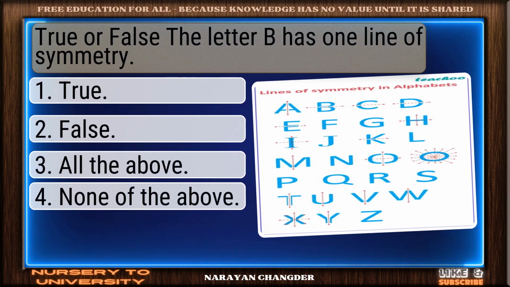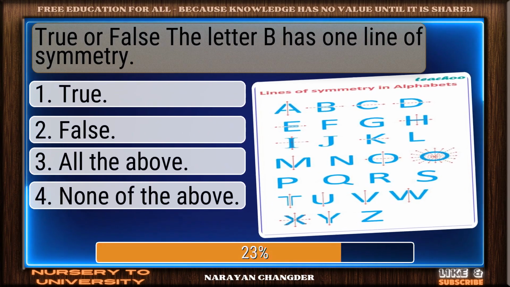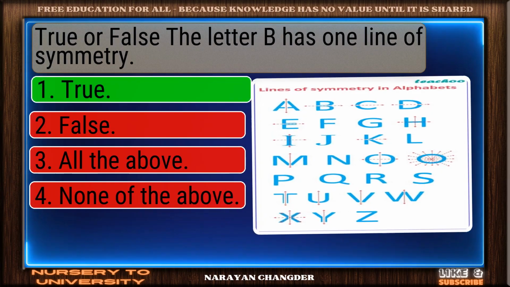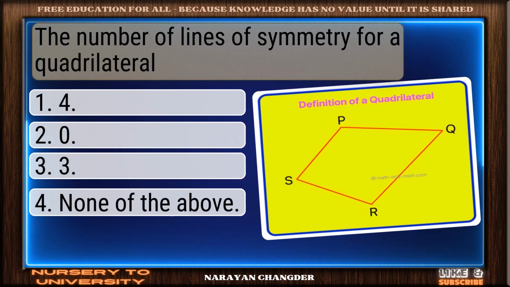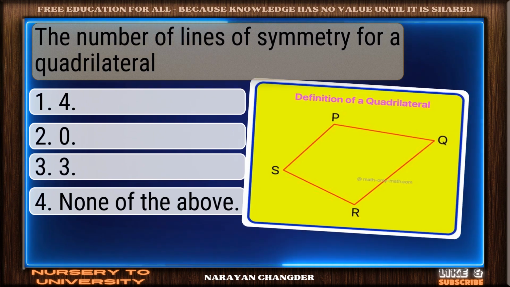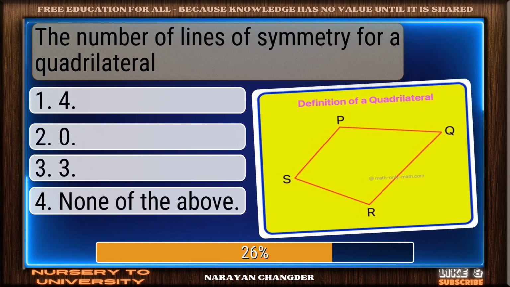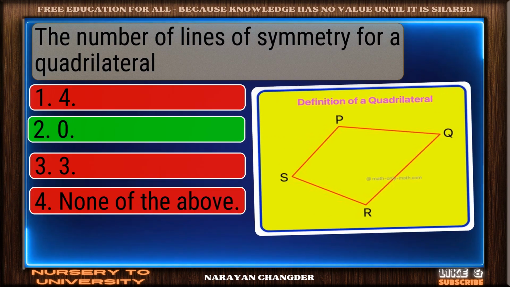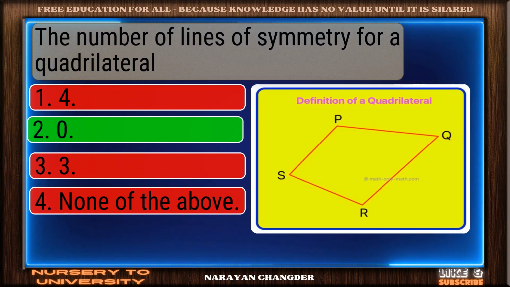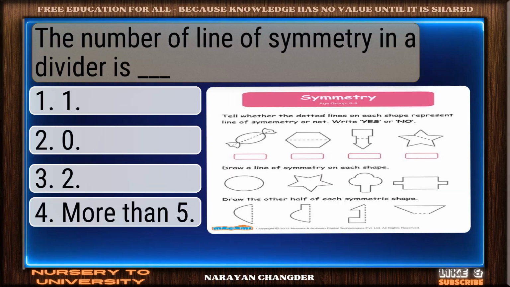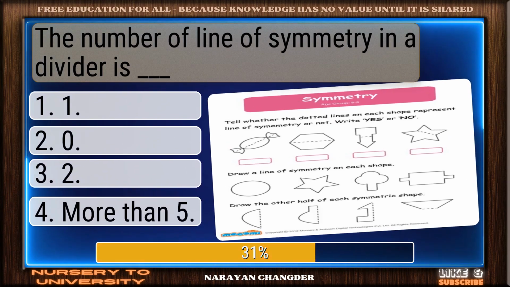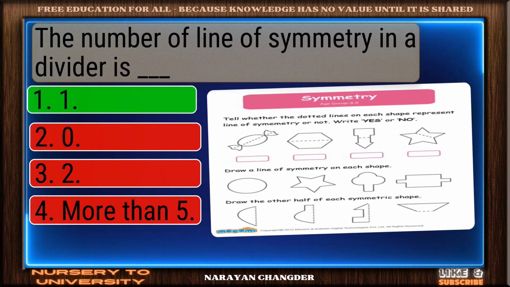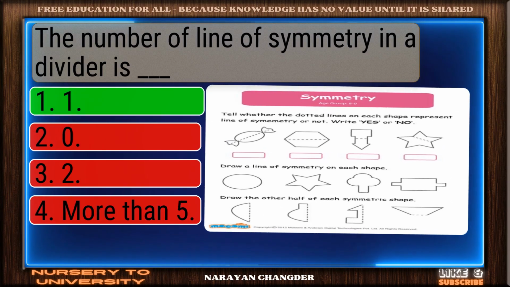True or false, the letter B has one line of symmetry. Great thinking. True is the right choice. The number of lines of symmetry for a quadrilateral. Correct response. Zero is the most accurate answer. The number of line of symmetry in a divider is dash. On track, 1 is the correct answer.